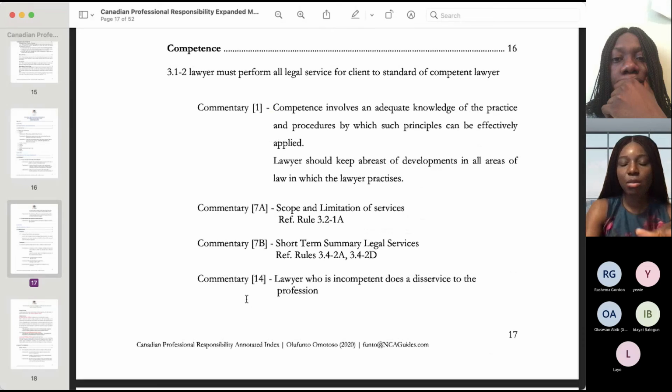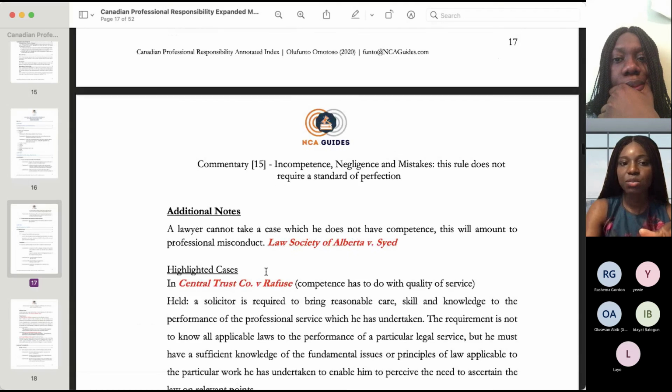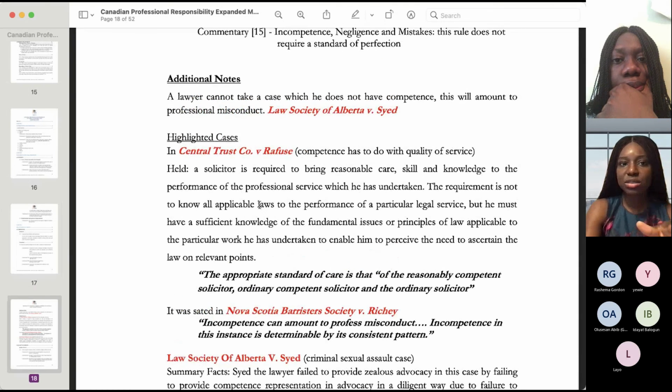Right, in professional responsibility, I pulled out the important commentaries under competence, not everything, so just 1, 7A, 7B, and 14. And I also gave additional notes. Additional notes: a lawyer cannot take a case in which he does not have competence. This is a case that applies to that sentence.